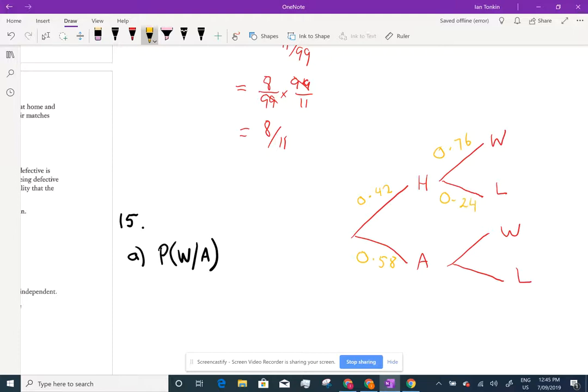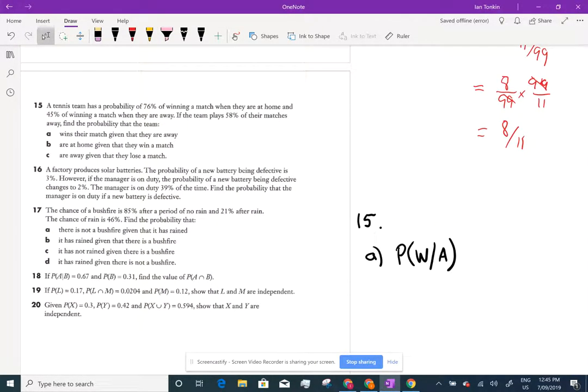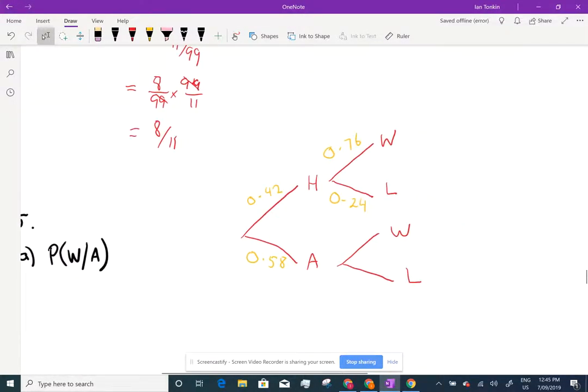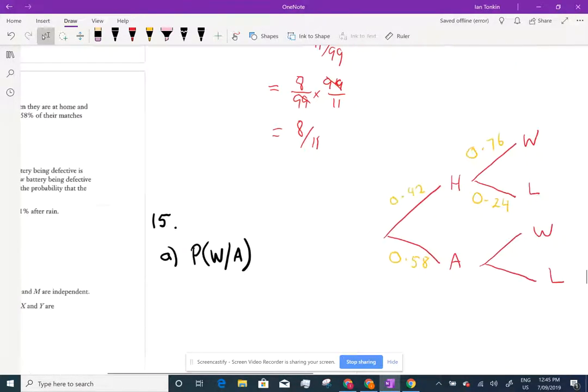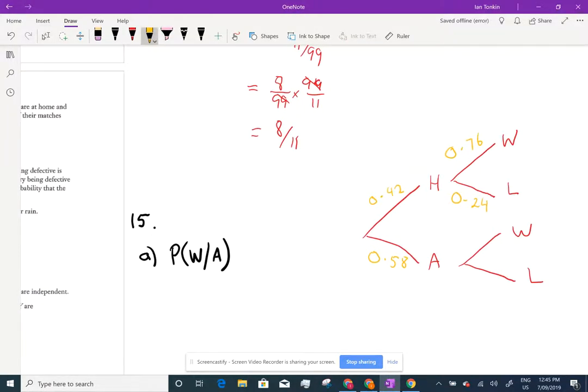To win when they're home, winning a match at home, we just did that one. If they're winning a match, 45% winning a match when they're away. So 45 is 0.45. And here, this is 1 minus that, 0.55.